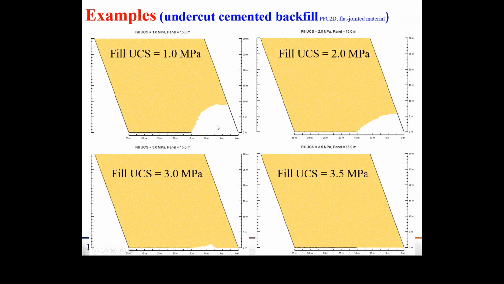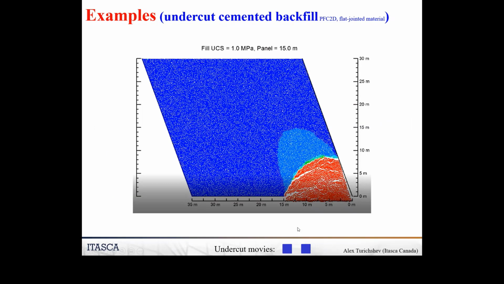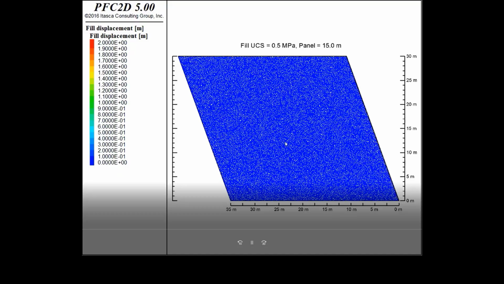And so this is looking at, by building bonded material that had different amounts of unconfined compressive strength, you can see when you do an undercut, in all cases of 15 meters, as the rock gets weaker, you see bigger amounts of breakage above that. Here's just a movie of that.